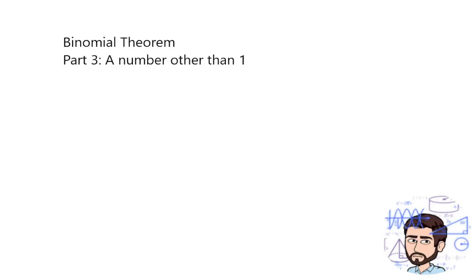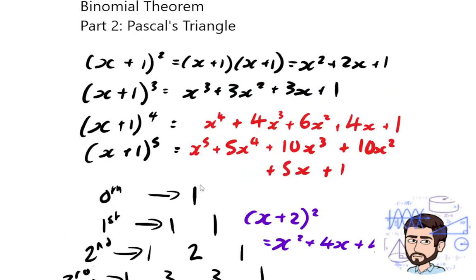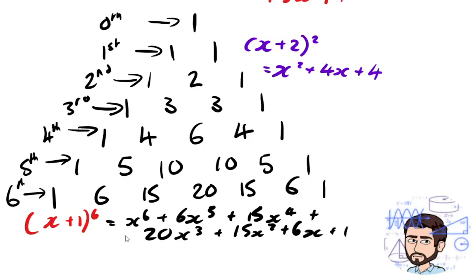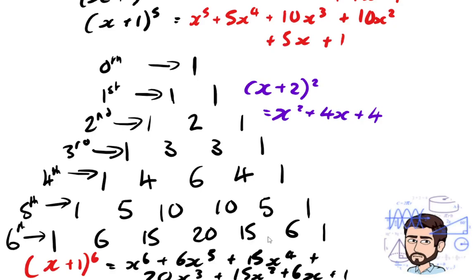Because in the previous part, if I go back a page, we looked at how Pascal's triangle can help us write out any expansion where it is x plus 1. So, for example, x plus 1 to the power 6, the numbers in Pascal's triangle tell us the coefficients of the terms in the expansion. And we just look at the appropriate row to tell us what the expansion will be.